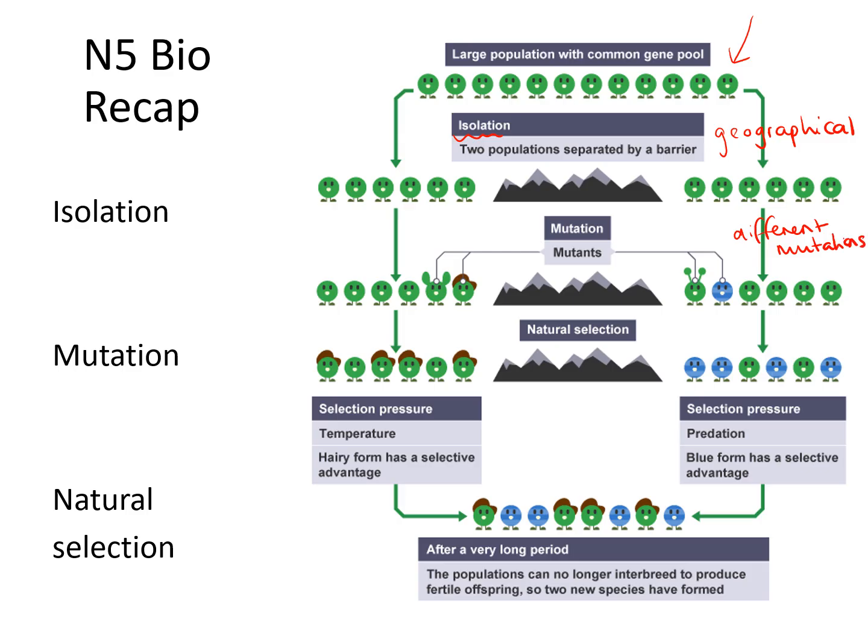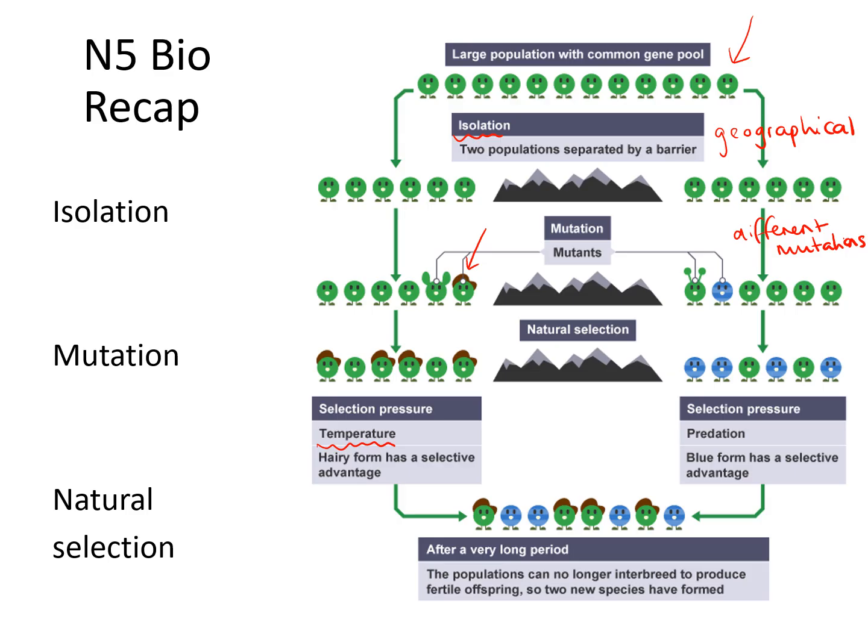And some of those mutations may offer them a selective advantage. So on this side of the mountain, our selection pressure is temperature. So we can see that some of these individuals have developed some fur. And that is going to give them the selective advantage on that side of the mountain.